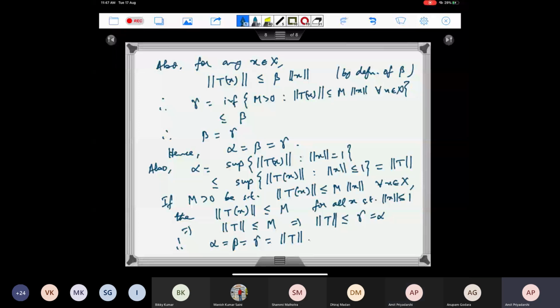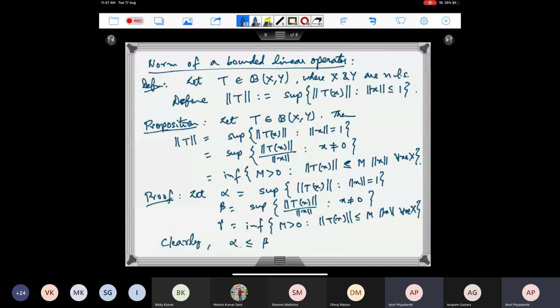Okay. So we have that norm T is equal to any of these four quantities. Either you take the supremum of norm Tx for norm x equal to 1, or the supremum of norm Tx for norm x less than equal to 1, or you take the supremum of norm Tx by norm x for non-zero x, or take the infimum of all positive m for which norm Tx is less than equal to m times norm x for every x.